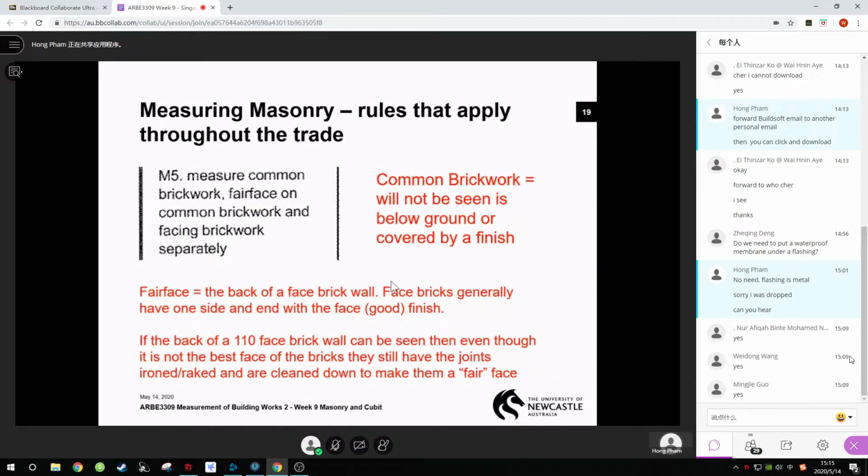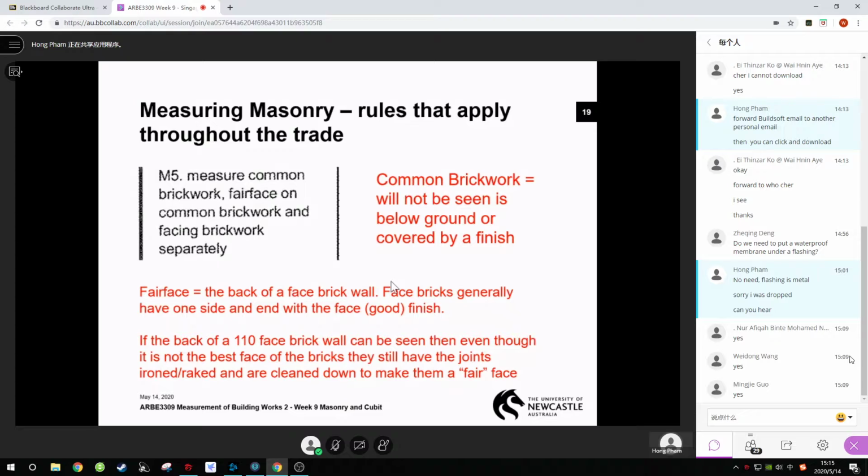And that's called fair face. So fair face is either a common brick that's laid as a face brick, in other words, it's laid nicely, or it's the back of a face brick wall. So if you had a classroom, and we do have a classroom, and you've got a storeroom off the side of it. Storeroom is one of the most common occurrences for fair face.